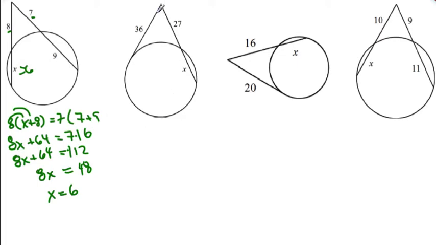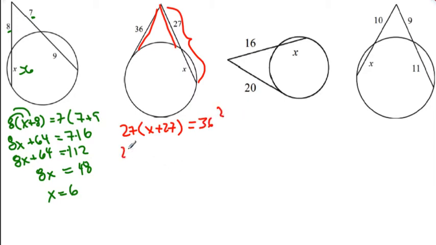Remember, when we have a tangent and a secant line, let's look at the secant first. It's the length of the external segment times the entire secant. So that's going to give us 27 times x plus 27. X plus 27 is going to equal the length of the tangent squared, so that's going to equal 36 squared. Now it's just a matter of doing a little math here.